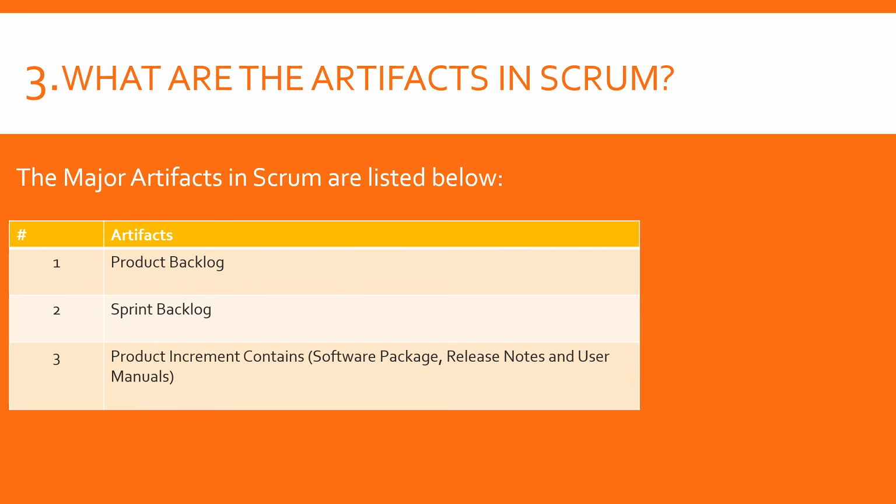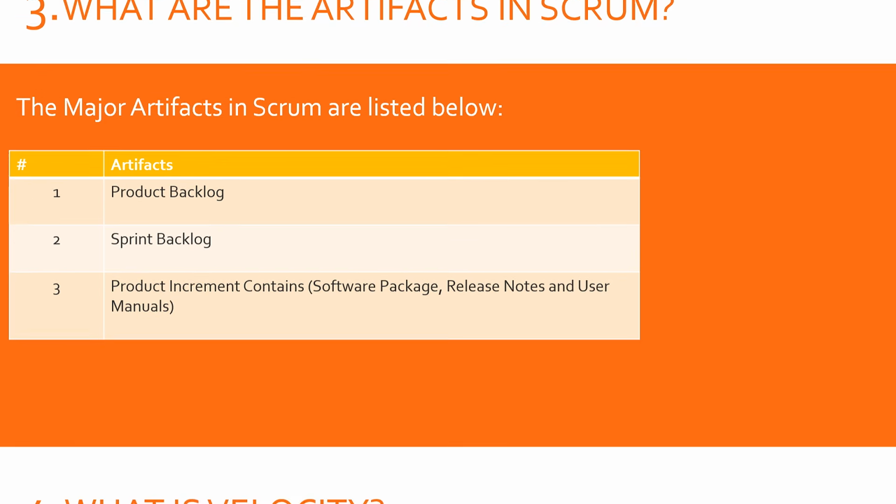The third artifact is the product increment, which is delivered in that sprint. It contains the software package, the release notes, and the user manuals on how to use the functionality which was delivered in that particular sprint. So that summarizes the three major artifacts used in the Scrum methodology.